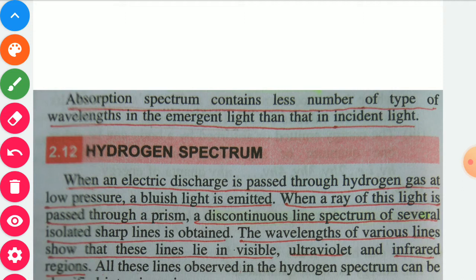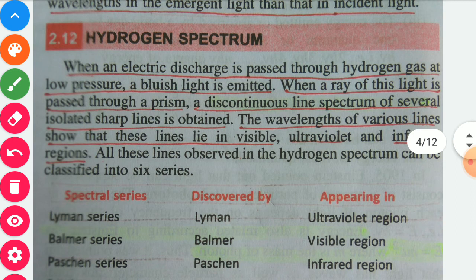Hydrogen spectrum. Next point is hydrogen spectrum. When an electric discharge is passed through hydrogen gas at low pressure, a bluish light is emitted. When a ray of this light, means a ray of bluish light, is passed through a prism, a discontinuous line spectrum of several isolated sharp lines is obtained. The wavelengths of various lines show that these lines lie in visible, ultraviolet and infrared regions.